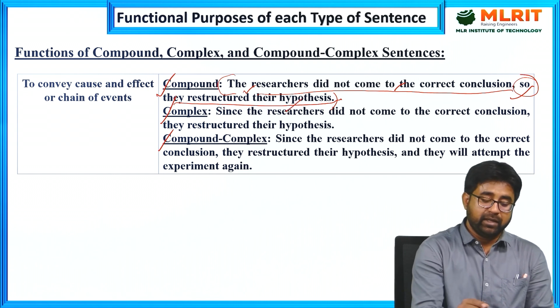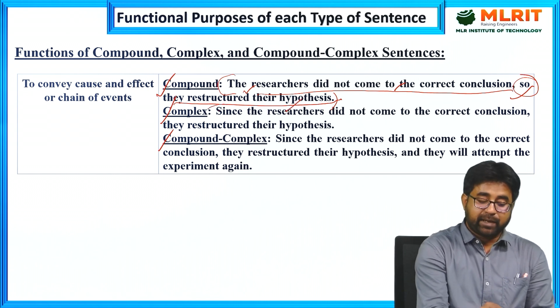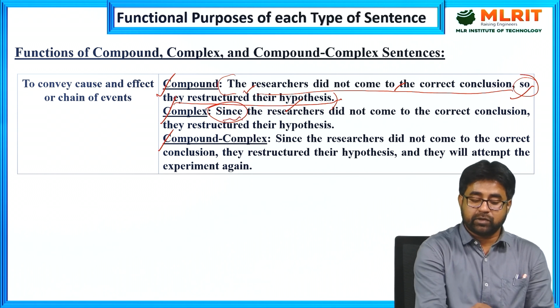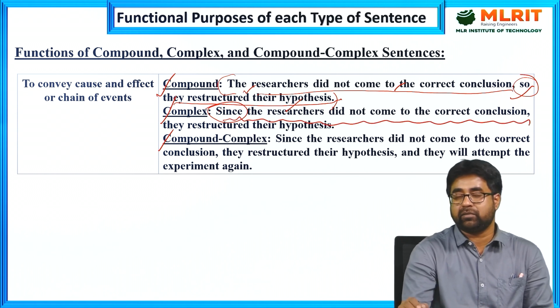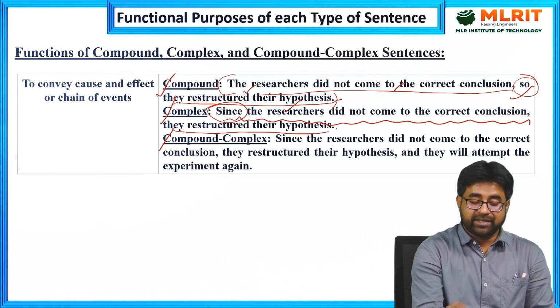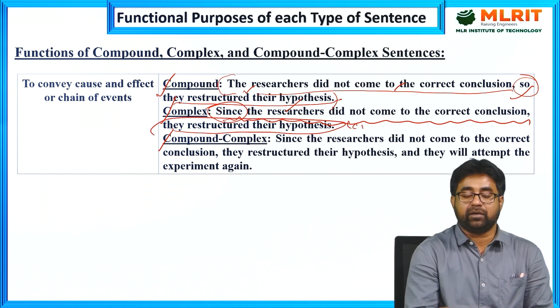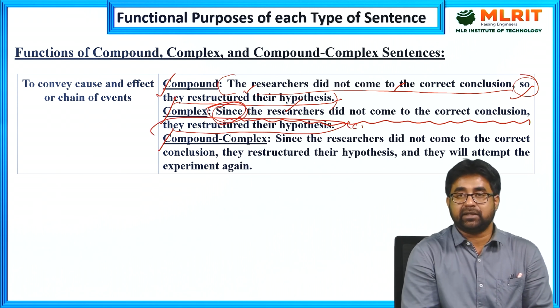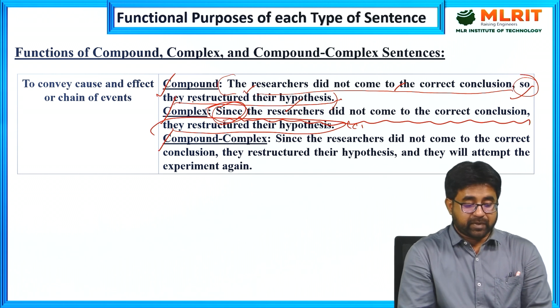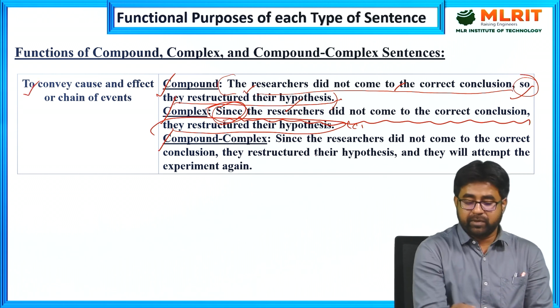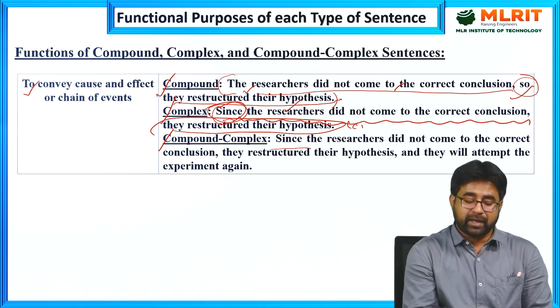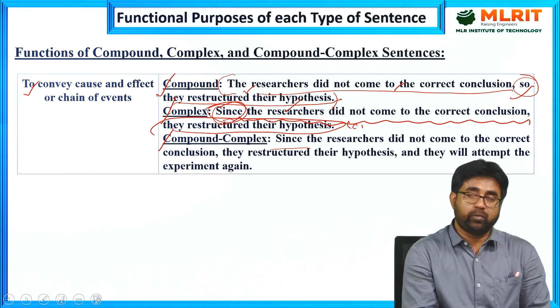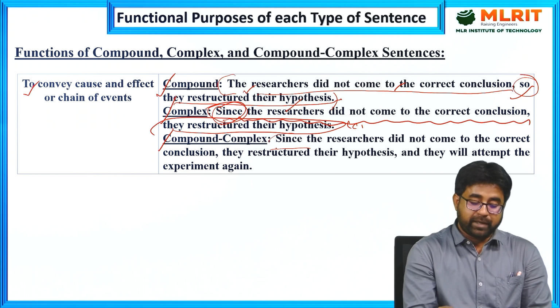Similarly, I can say the same thing by using a complex sentence. A complex sentence means one dependent clause would be there. Since the researcher didn't come to the correct conclusion, this is one dependent clause. They restructured the hypothesis, this is the independent clause. You can see this is the conjunction. So this thing is also important. Similarly, in a compound complex sentence, you can find there are 2 independent clauses, so minimum 2 ICs and 1 DC.